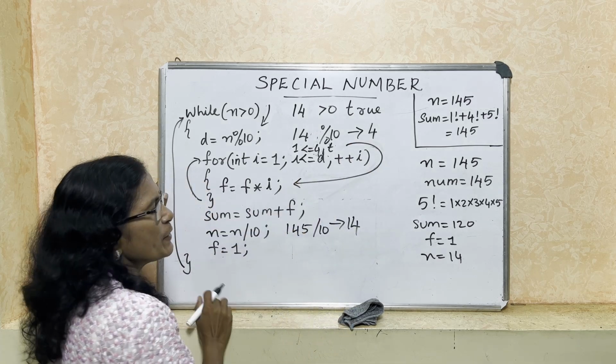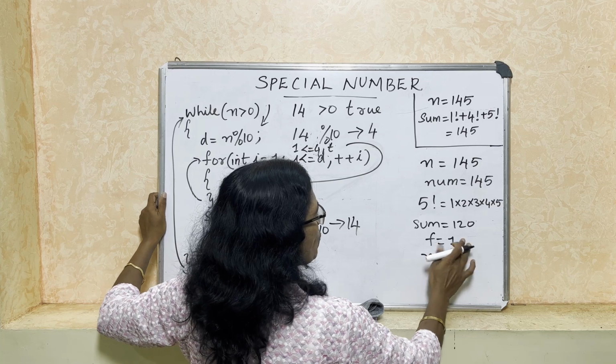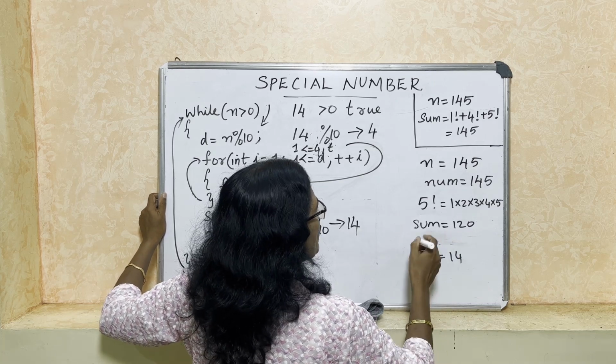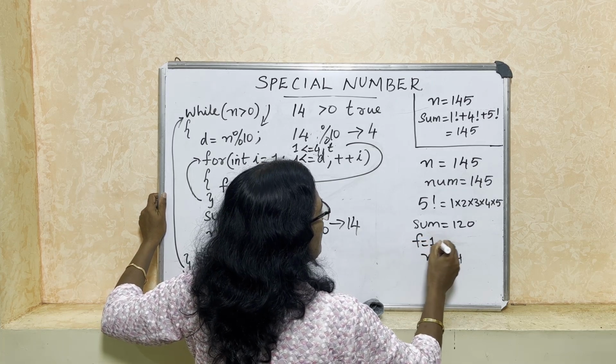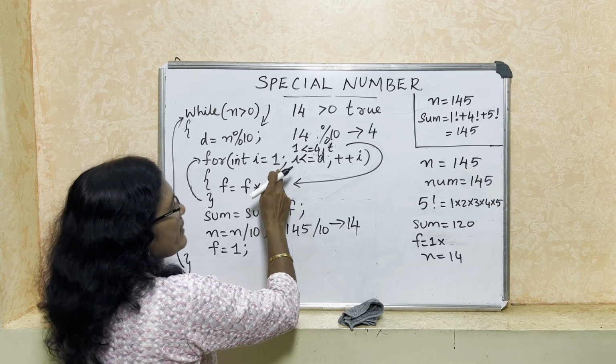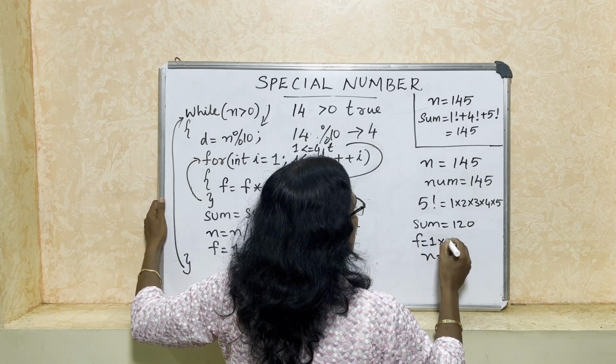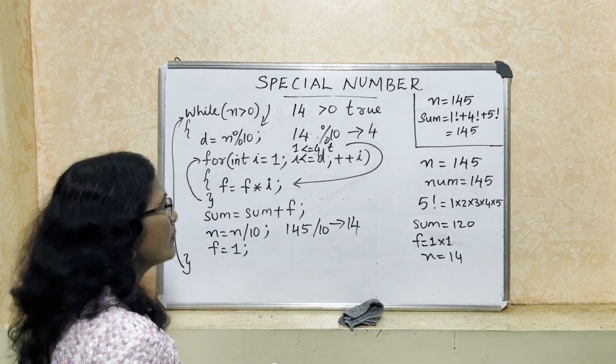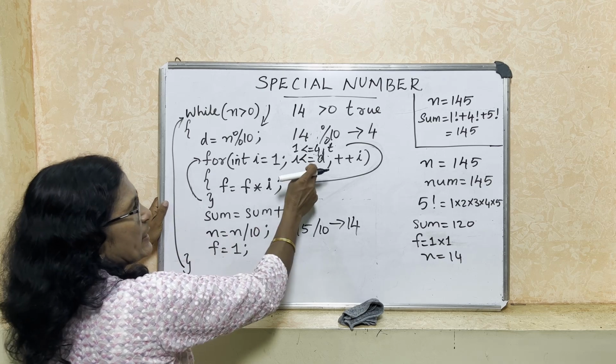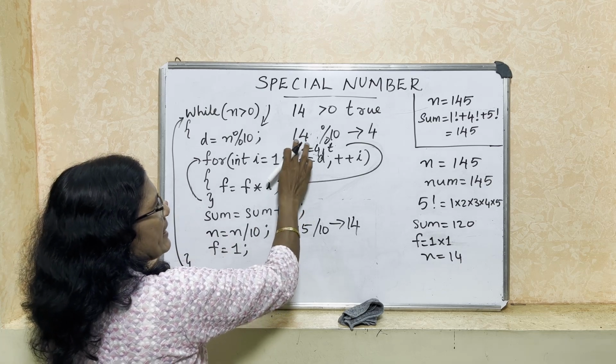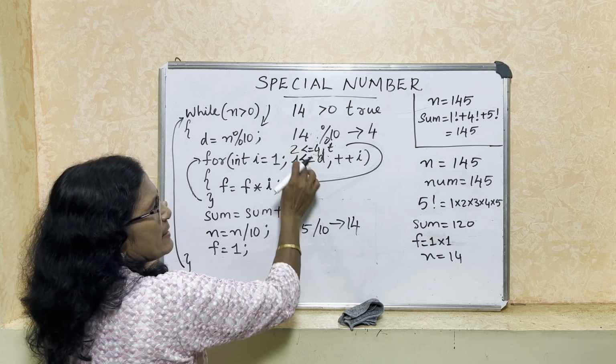F equal to F into I. Value in F is 1, so 1 into the current value of I, which is 1. 1 into 1 is equal to 1. The for loop goes for the next updation. I takes the next value 2. 2 is less than 4.